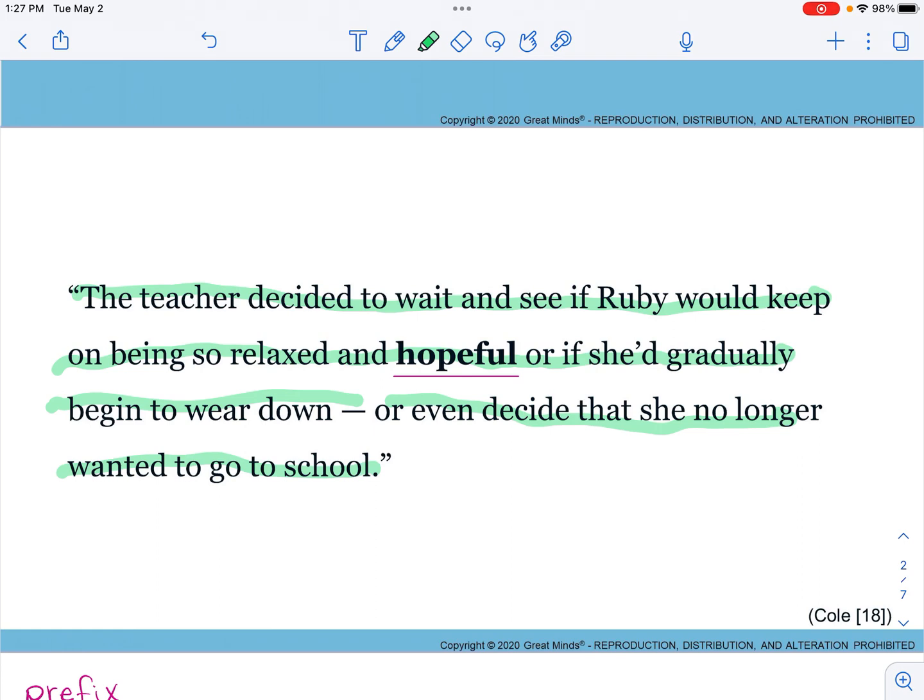What do you notice about the underlined word? What or who is the word describing? What type of word is this? Do you see any word parts inside the word?